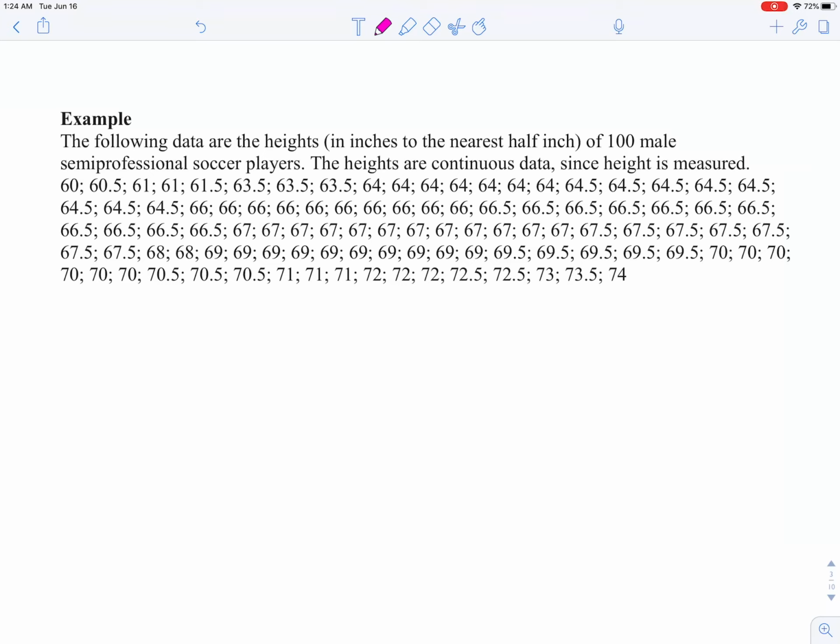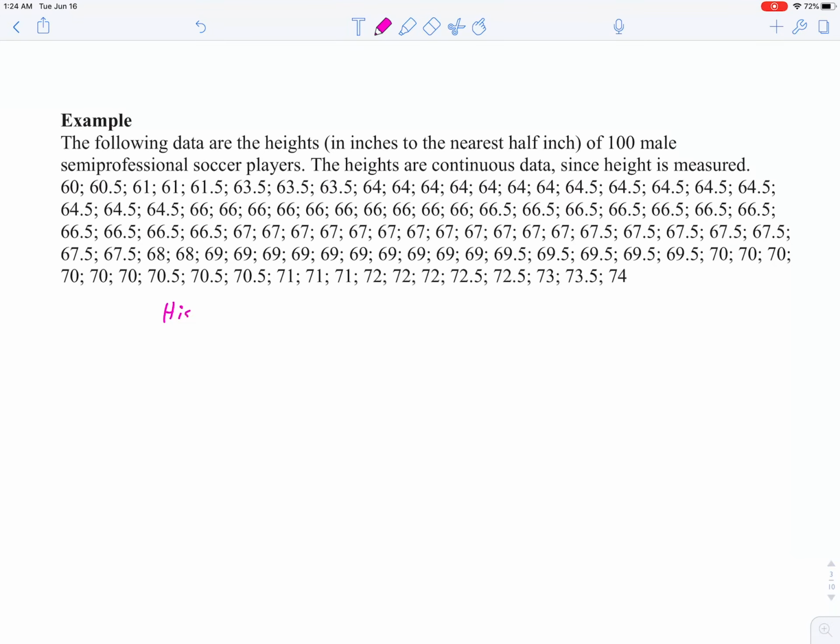Okay, so here's the example. The following data are the heights in inches to the nearest half inch of 100 male semi-professional soccer players. The heights are continuous data since height is measured, right? Remember, anything that we can measure is continuous data. All right, so there's that big old list of heights. So what we're going to do is draw a histogram here.